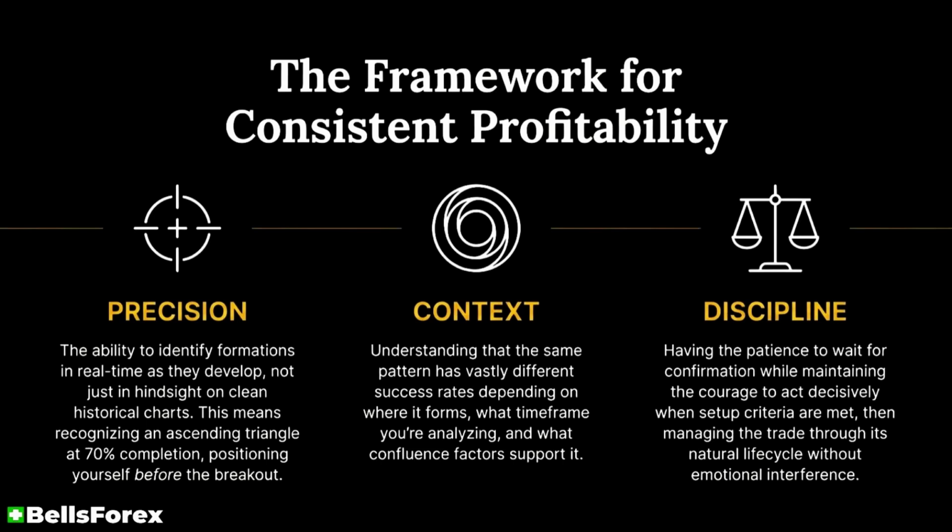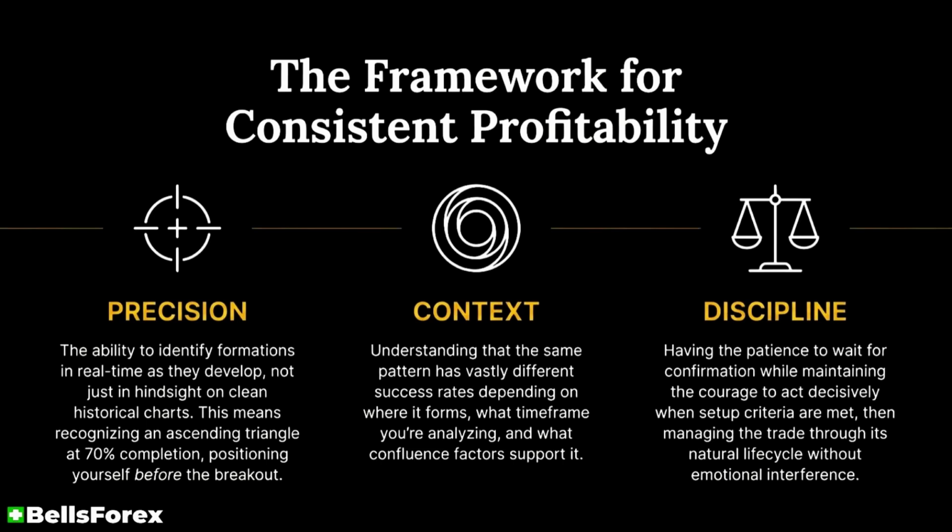That immediately raises a practical question, though. How do we build the confidence to act when a pattern is only 70% complete? I mean, it sounds like you're asking us to fight that natural instinct, to wait for absolute certainty. And you fight that instinct with objective rules, which leads us to the second element, contextual analysis.